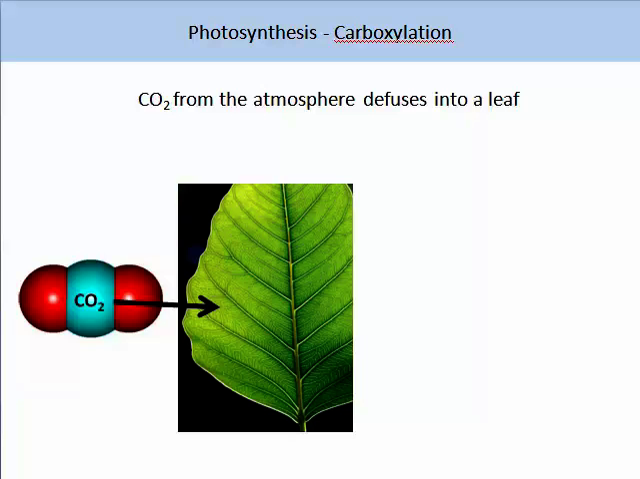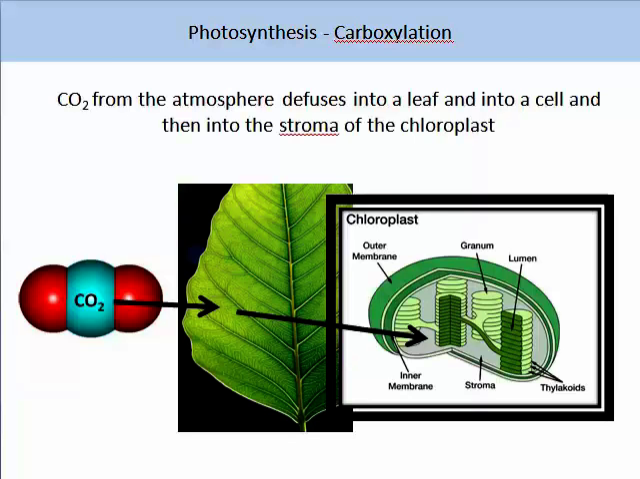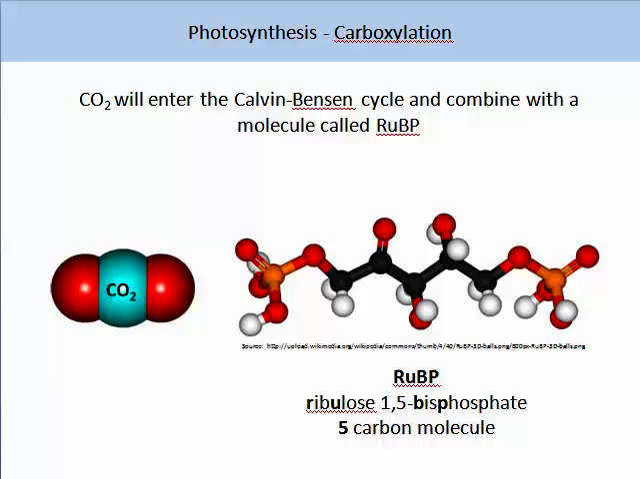This molecule of CO2 will absorb into the leaf. From there it will then absorb into the cell, and then it will absorb in the stroma of the chloroplast. So when the atmospheric carbon dioxide is in the stroma, it will enter the Calvin-Benson cycle and combine with a molecule called RuBP, or ribulose 1,5-bisphosphate. This is a 5-carbon molecule, and this can be seen in the illustration on the slide.